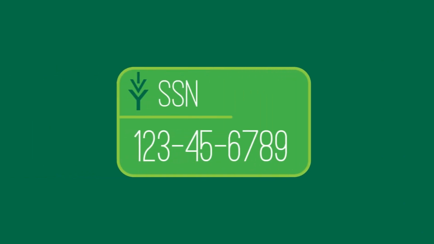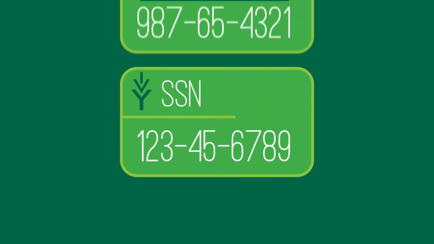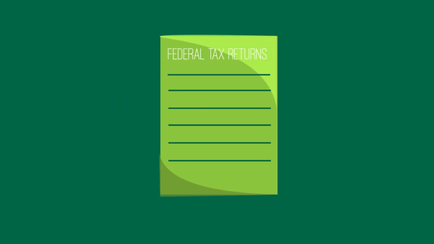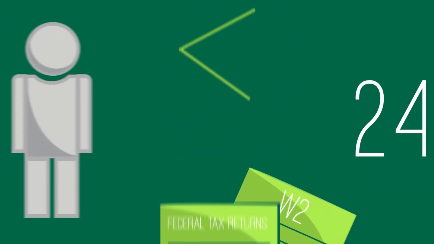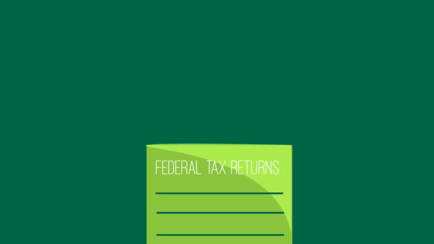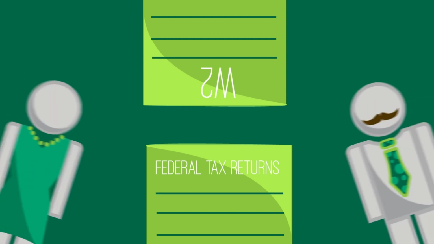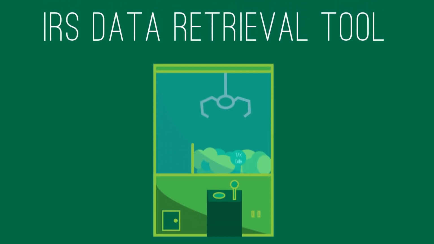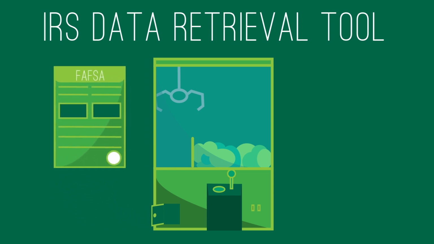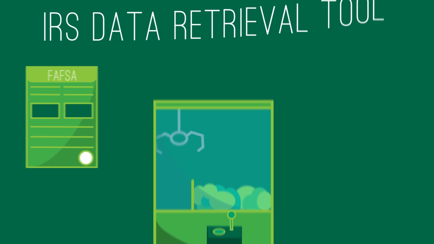To get started, you'll need your Social Security number, alien registration number if you're not a U.S. citizen, and your federal income tax returns and W-2s. If you are under the age of 24 and not married, you may also need to provide federal income tax returns and W-2s for your parents. Fortunately, many students are able to use the IRS data retrieval tool to securely transfer income information for you and your parents into the FAFSA form, which makes it faster and easier to complete.